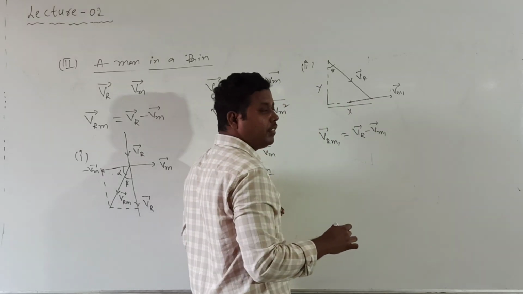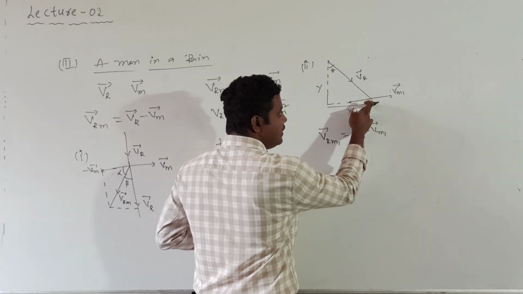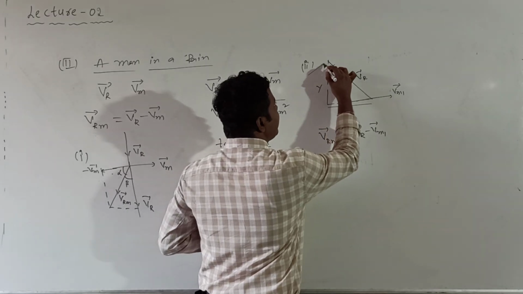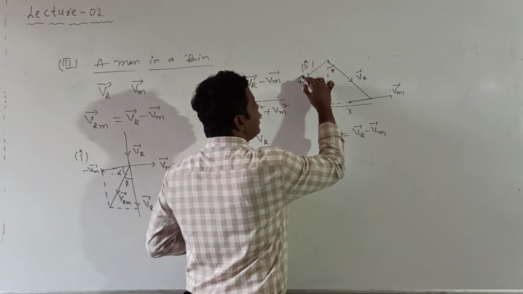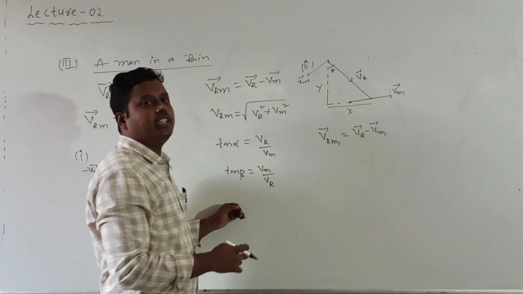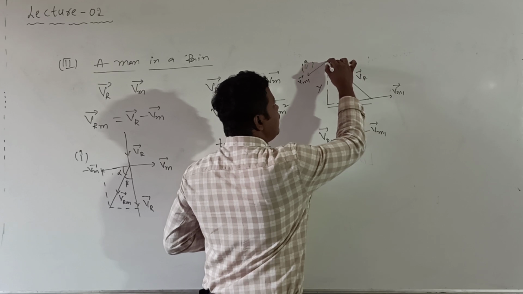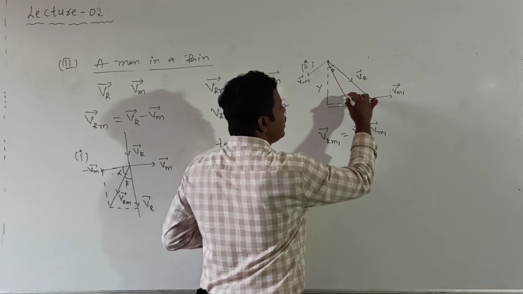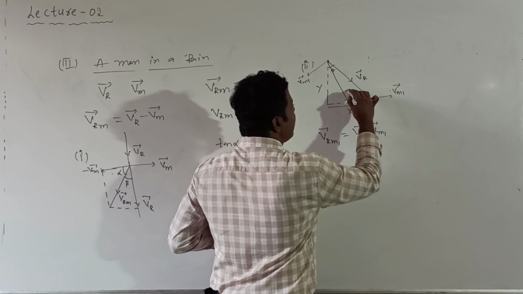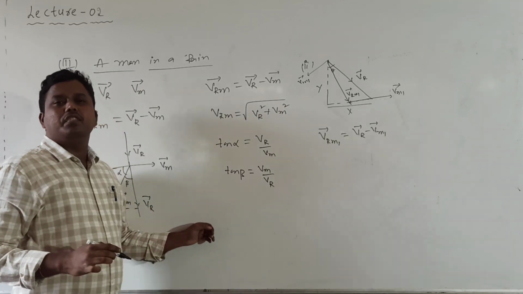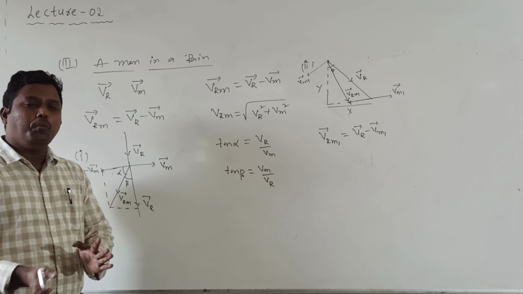This is minus Vm1. By taking Vm1 and VR as two adjacent sides, you can displace this vector to here. A vector can be displaced without changing its direction. Then the resultant will be given by the diagonal. So the diagonal will indicate the resultant, this is the value of VRM bar. Understood? So for this man, the rain appears to fall along the direction of VRM bar.